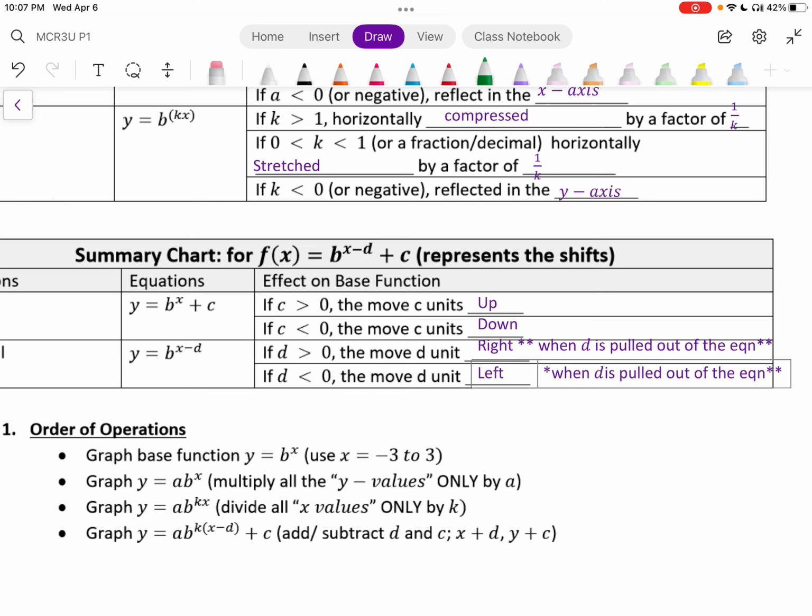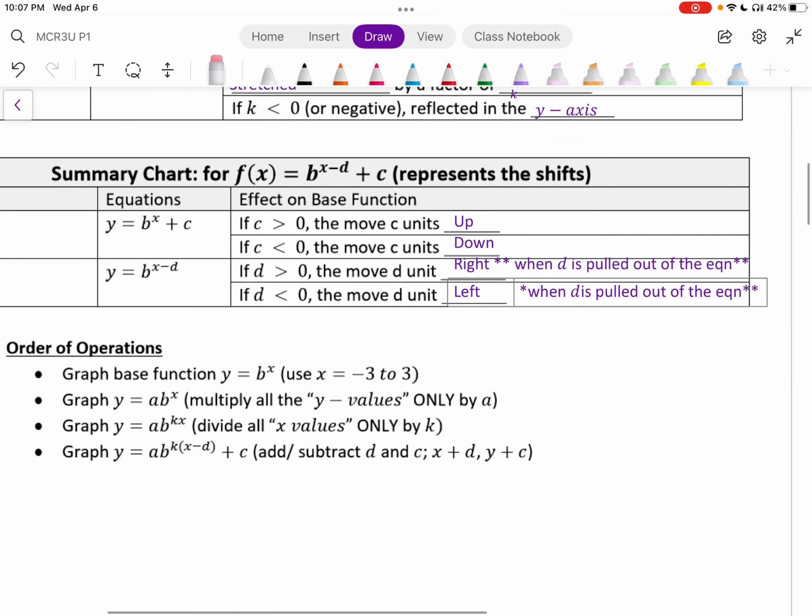If you have a times b to the power of x minus d, right? When you pull it out, so it means when you switch the value, if it's greater than 0, it's going to move right. And if it's less than 0, it's going to move left. But you remember you have to change the sign from what it is here. So if it's a negative here, it's actually a positive. If it's positive here, it's actually negative.